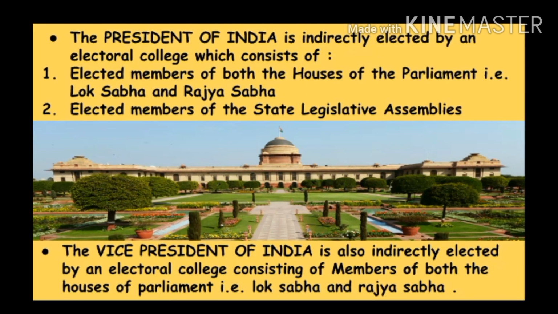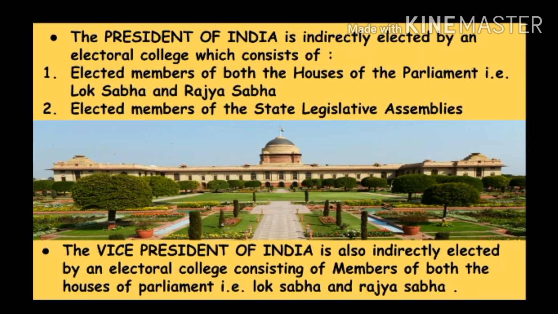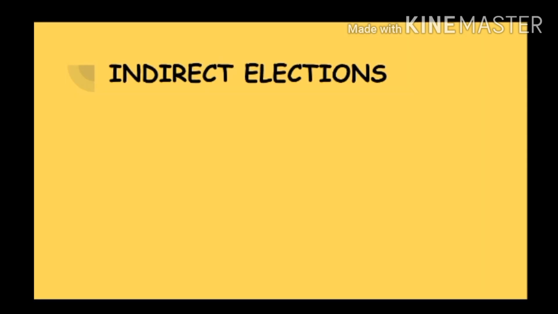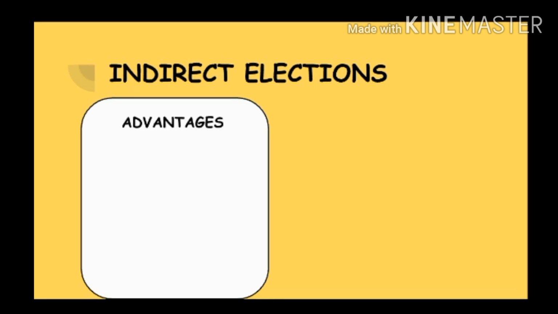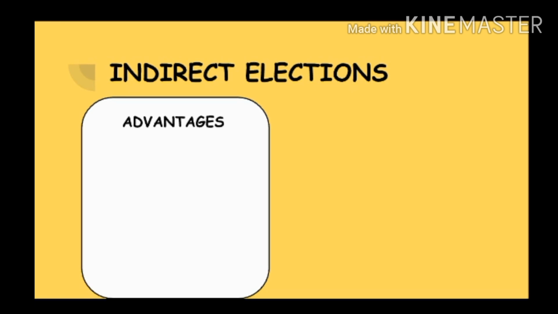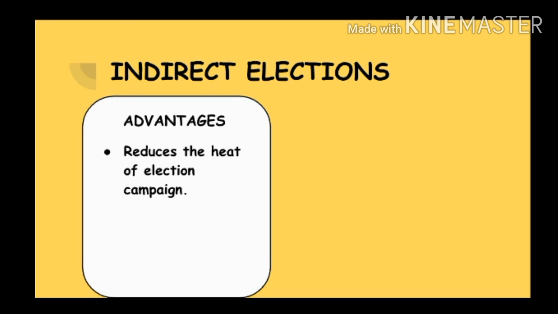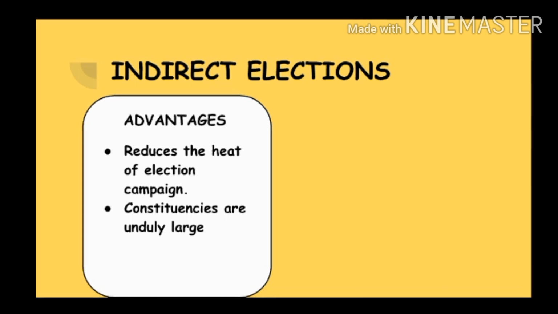Likewise, the Vice President of India is also indirectly elected by the members of both the houses of the Parliament. Indirect election also has its advantages and disadvantages. Advantages of indirect election. It reduces the heat of election campaigns because it is more suited to elections in which the constituencies are unduly large and have millions of people to participate.